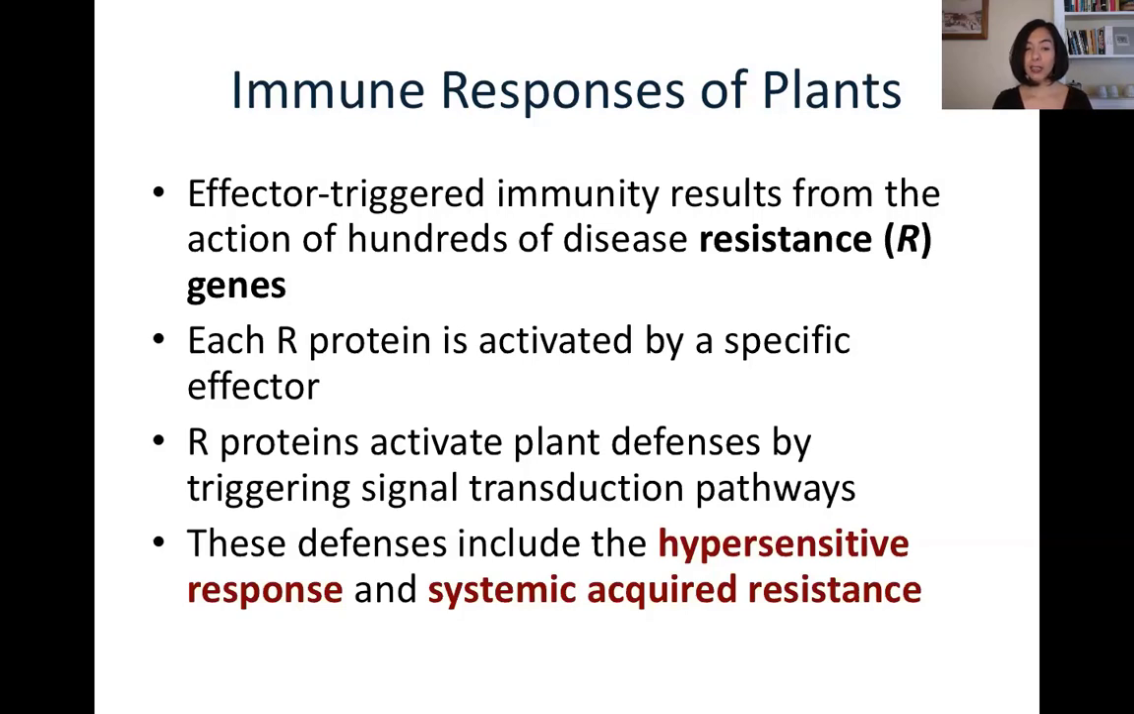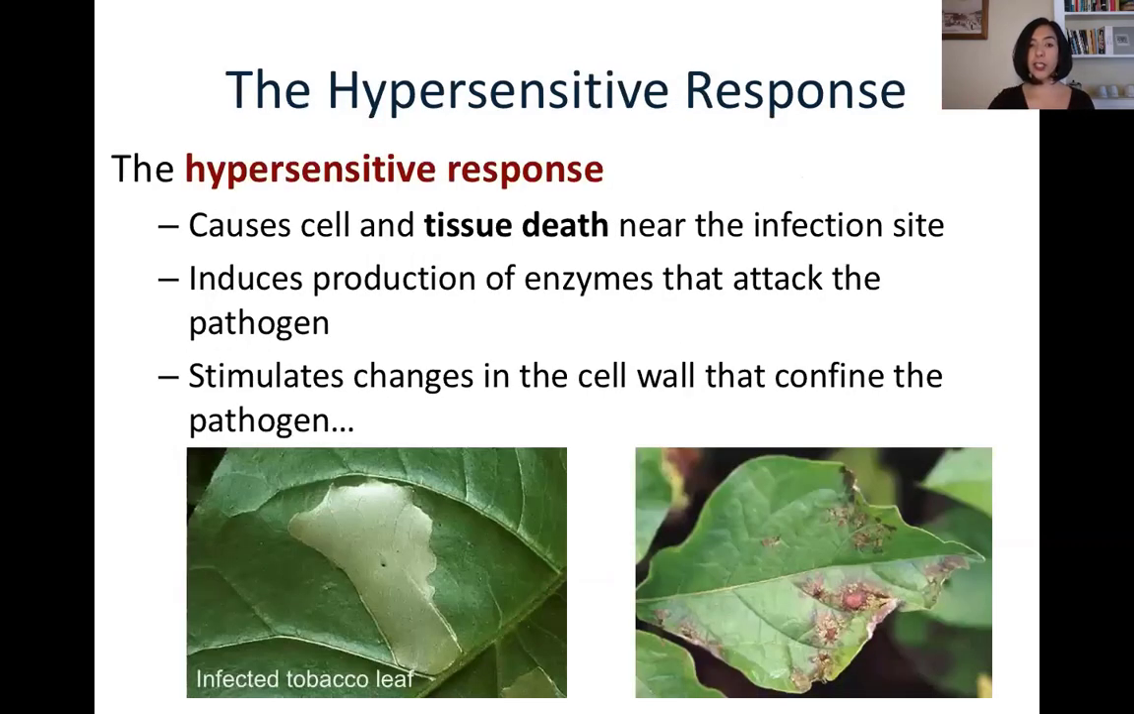And we are going to have two ways, or two levels, in which that happens. The first one is called hypersensitive response, and the second one is systemic acquired resistance. And those two are linked. We are going to learn how.